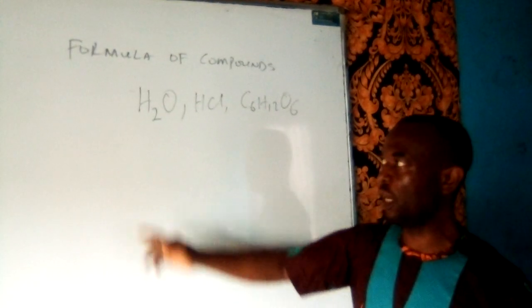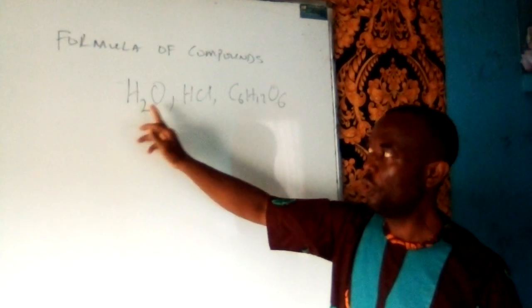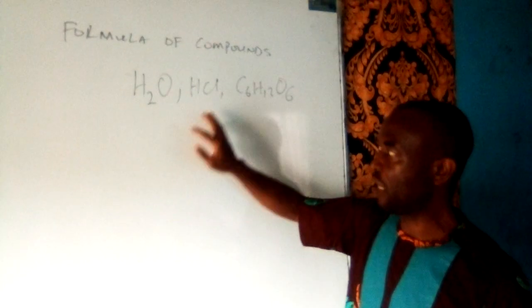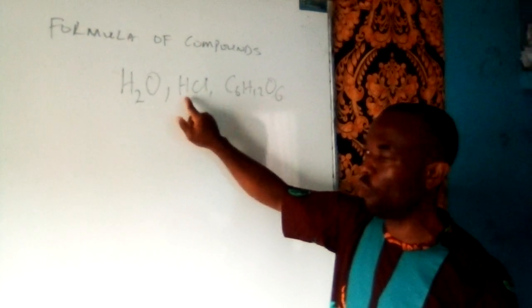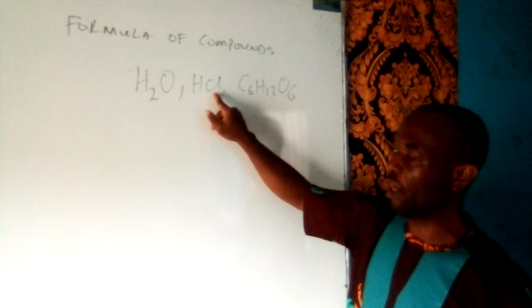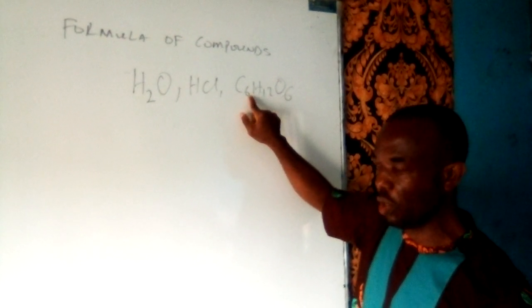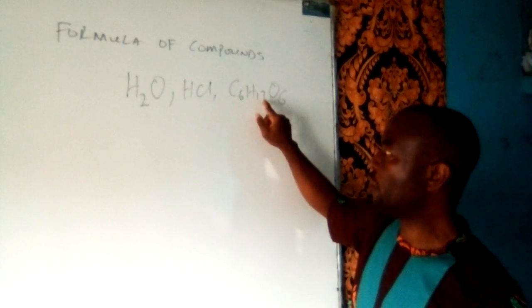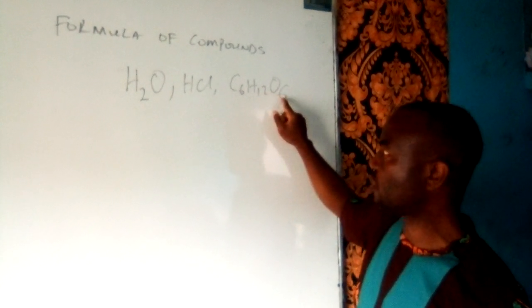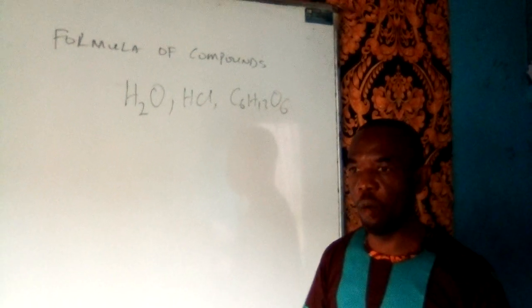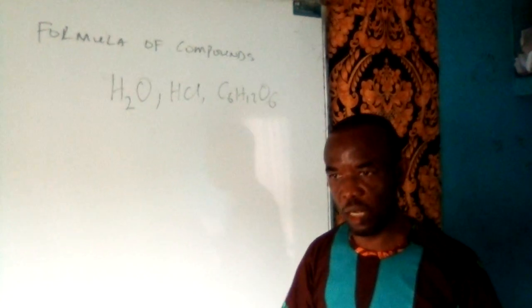In the case of water, you are seeing two parts of hydrogen to one part of oxygen. That is two elements combined in water. In the case of HCl, you're seeing one part of hydrogen to one part of chlorine. In the case of glucose, you're seeing 6 atoms or 6 parts of carbon, 12 atoms of hydrogen, and 6 atoms of oxygen, 3 atoms combined together. So you see that every compound has a chemical formula.